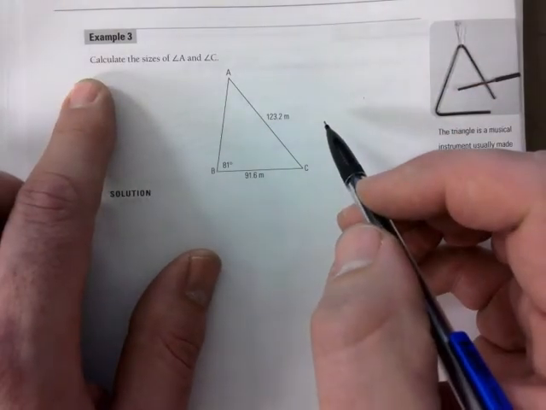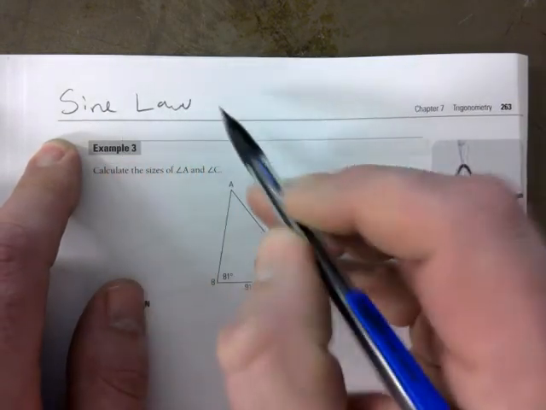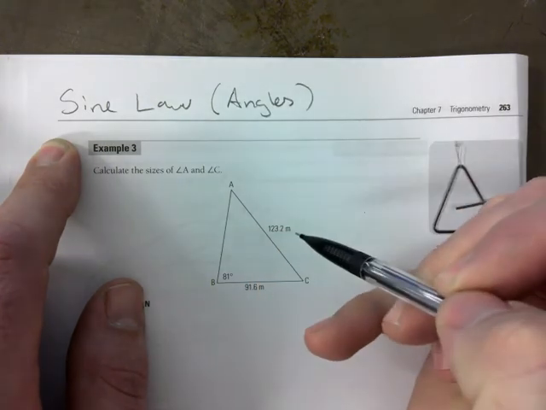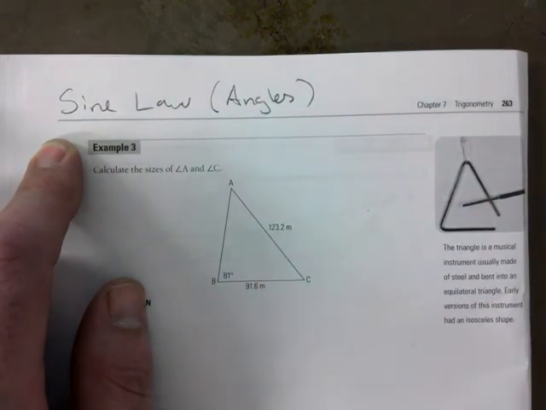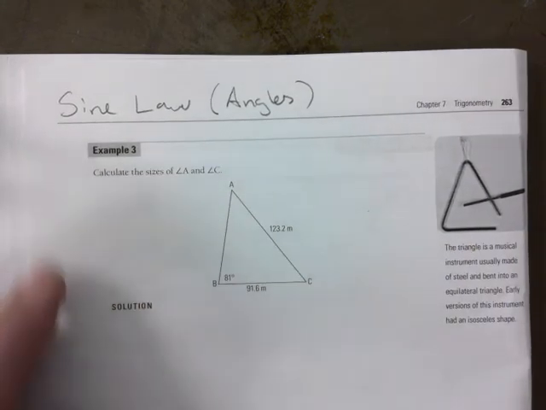I will ask you to do this at the top here. Sine law, and we'll put down angles. So if you're wanting to solve for a side, I just gave you an example. If you're wanting to solve for angles, this is your example. It's a little different at the end. The beginning is exactly the same.